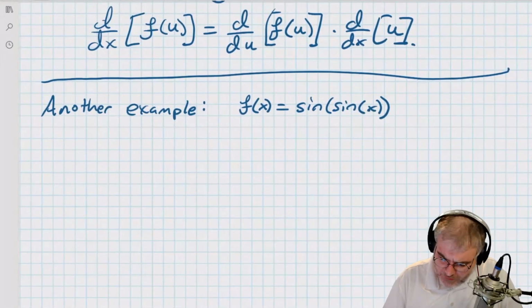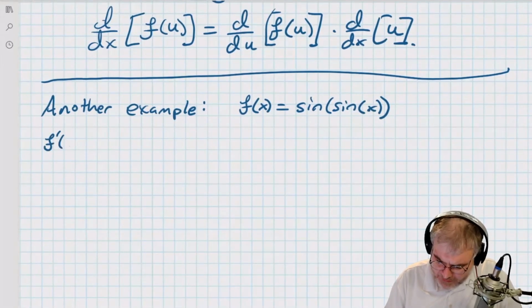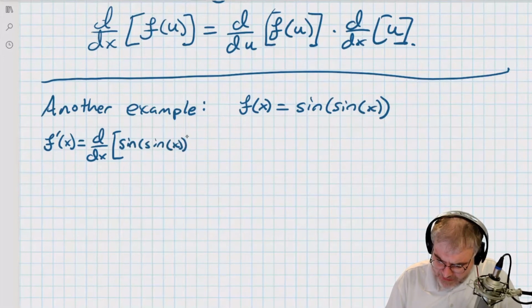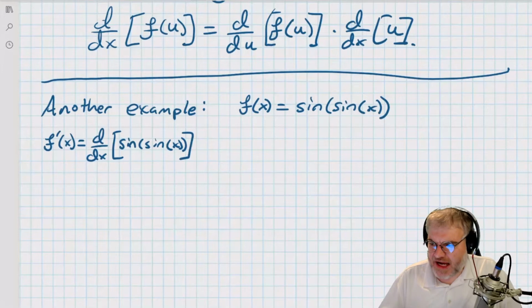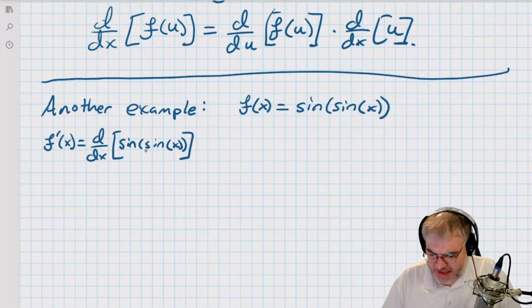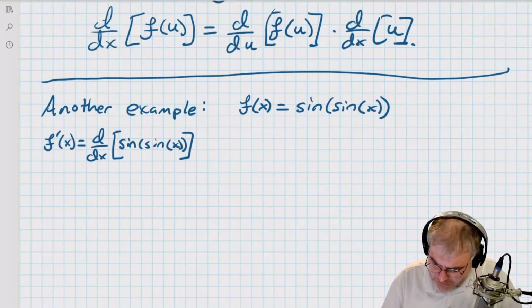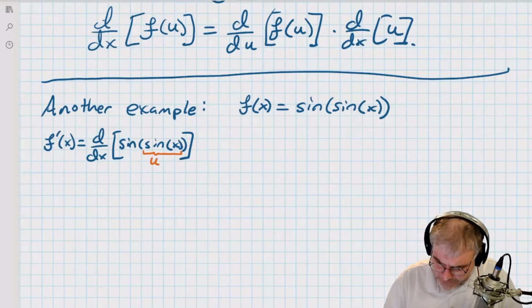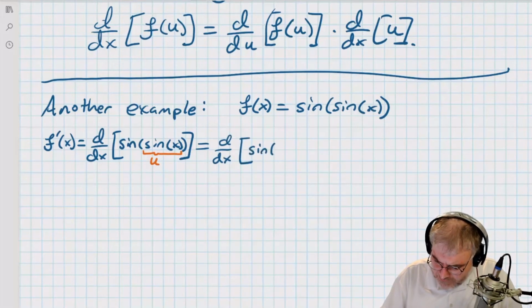Then, f prime of x equals the derivative with respect to x of sine of x. Now, I can't just do sine of sine, but I can take the derivative of sine with respect to the inside itself. So what I'm going to do is this. So then what happens is I get d over dx of sine of u.